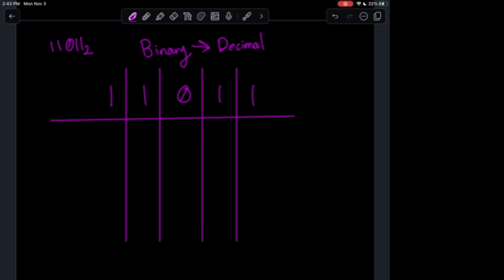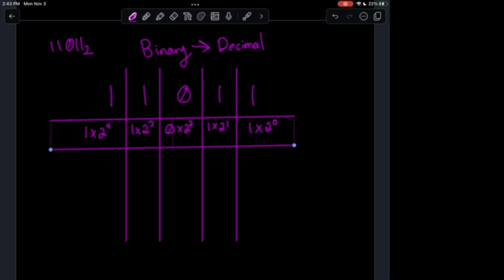We are doing 1 times 2 to the power of 0. This position is going to be 1 times 2 to the power of 1, 0 times 2 squared, 1 times 2 cubed, and then 1 times 2 to the 4th. And then below that is going to be what our answers are for that. So 1 times 1, because that's 2 to the power of 0, is 1. 1 times 2 is 2.